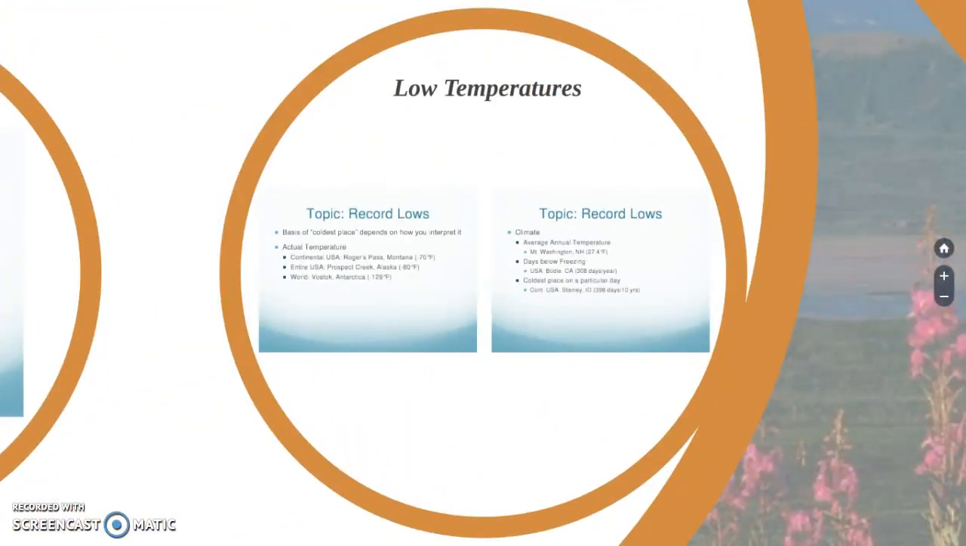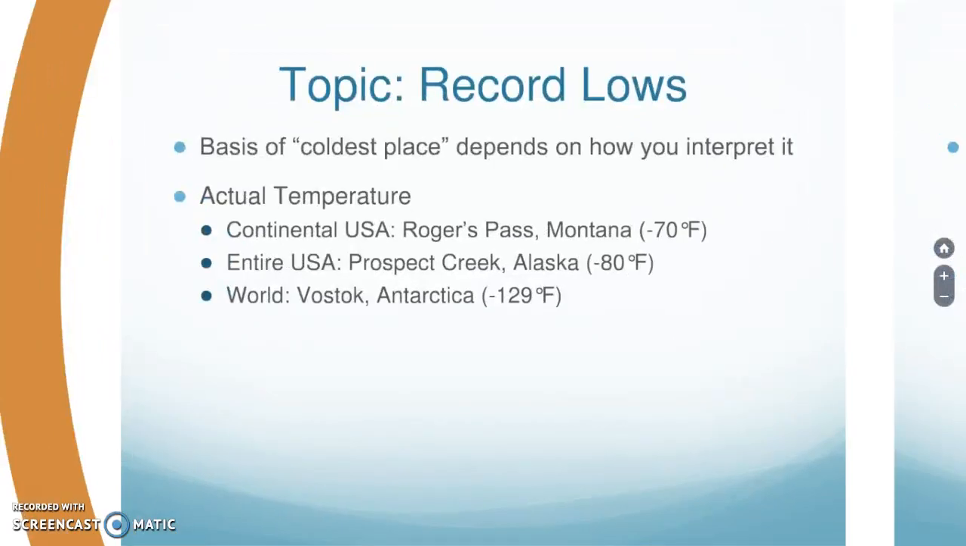A couple of records on low temperature, well, that depends on how you interpret it. If we talk actual temperature measurements, in the continental US, that would be Rogers Pass, Montana, of minus 70 Fahrenheit. Prospect Creek, Alaska has that for the entire United States, minus 80 Fahrenheit. And the coldest recorded temperature in the world is in Antarctica, a measurement of minus 129 Fahrenheit.